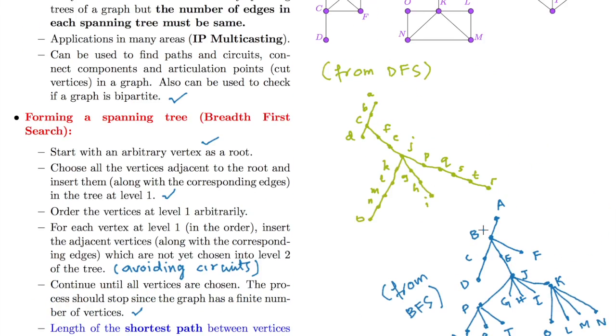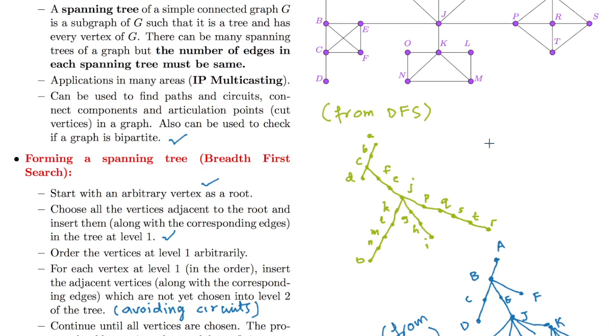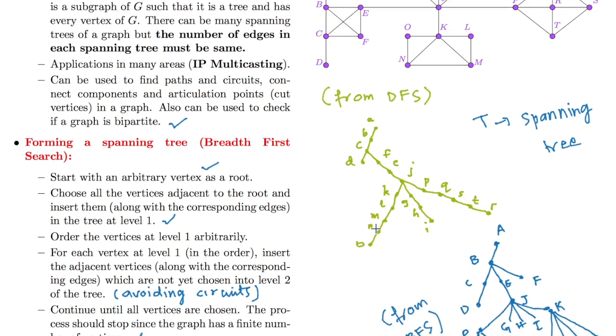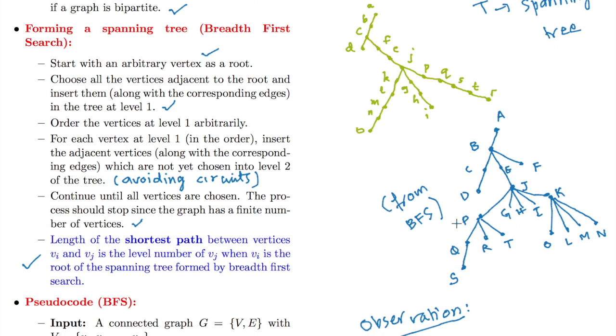Now, a tree, an edge in G which is not in T. For a depth first search, what did we say? That an edge which is in G but not in T, T is the spanning tree we are interested in, has to connect ancestor and descendant in DFS. But for the breadth first search, it has to connect either two vertices at the same level or two vertices which are just one level apart.